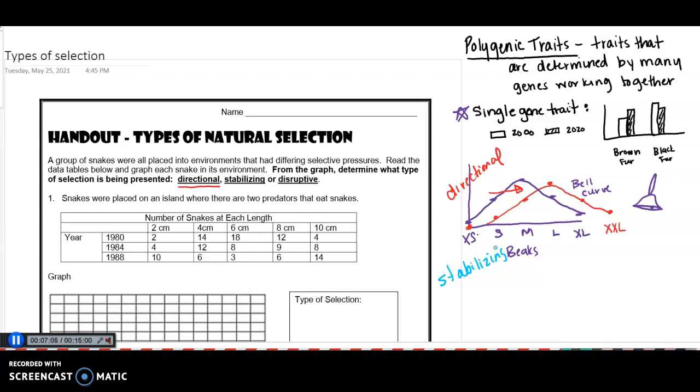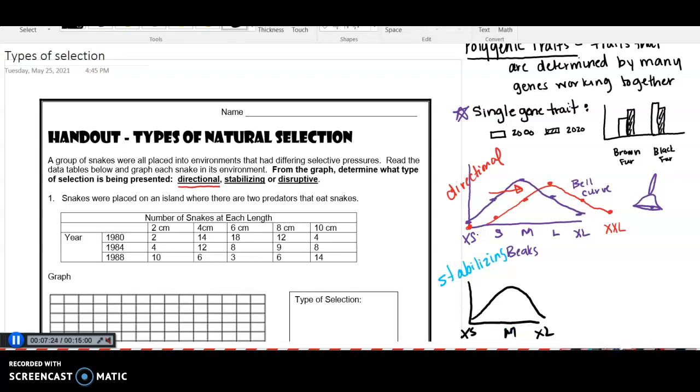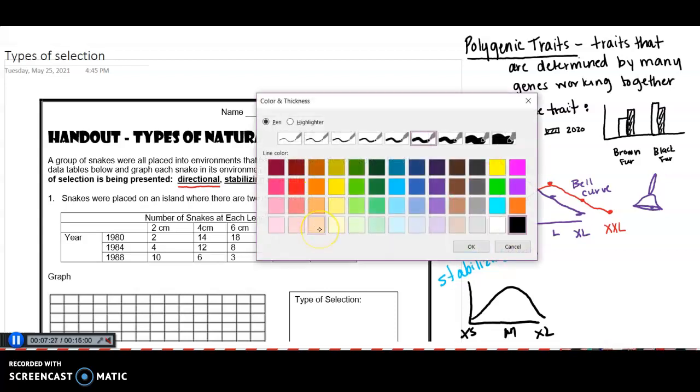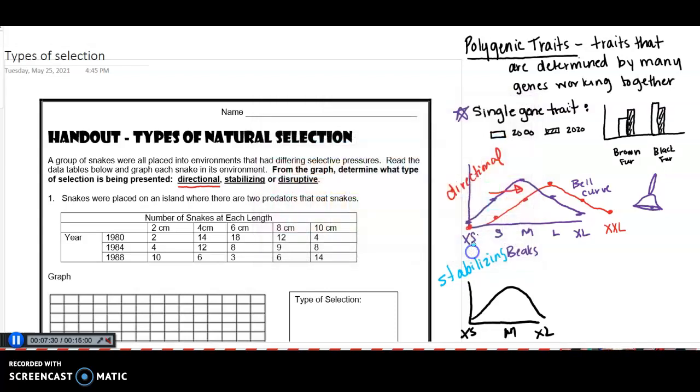Stabilizing occurs when, let me redraw the original. So if I have my graph, and I have extra small and extra large and medium, a stabilizing shift means that we're just going to stabilize what's happening. And when we stabilize what's happening, what it really means is that there's not going to be any extra small, there's not going to be any extra large. Their food source is not very good. However, the medium does really, really well.